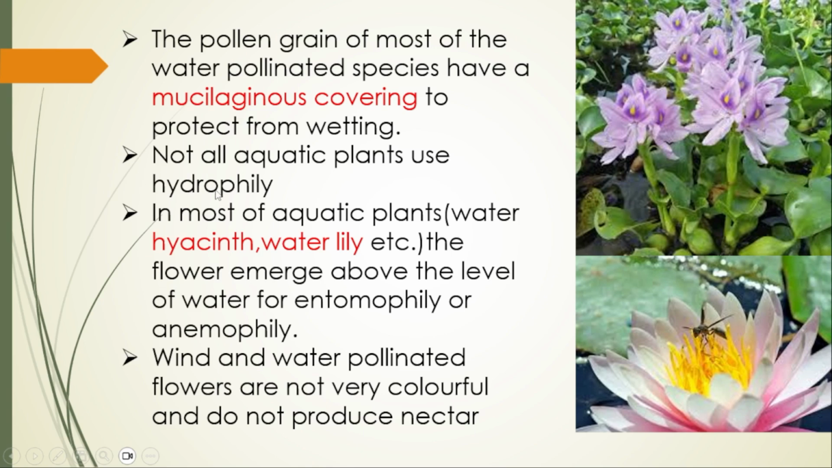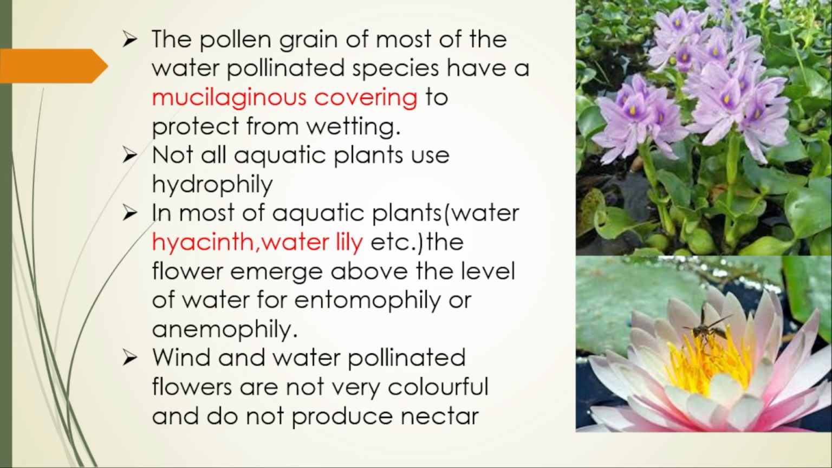Not all aquatic plants use hydrophily. See, an example is given. This is the hyacinth and this is the water lily. Being water plants, means being aquatic plants, they go for entomophily. See, here an insect is there, no? So even though they are present in the water or on the surface of the water, they are not pollinated by the water. They are pollinated by the insect. Entomophily or else anemophily, you can also say.